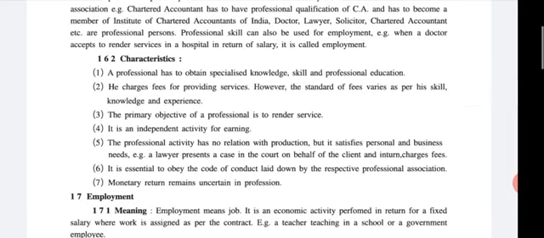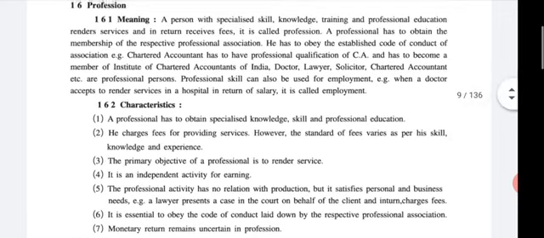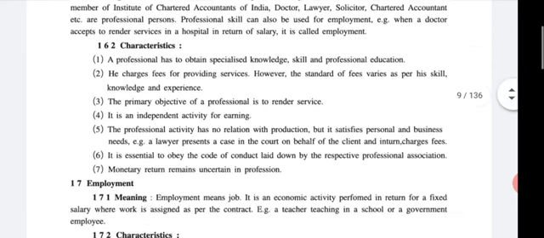Like any chartered accountant provides accounting service to his or her client, that is professional service, and in return he receives a fee from the client. In a profession there is no fixed standard of fees. It is different and it varies as per his skill and knowledge.